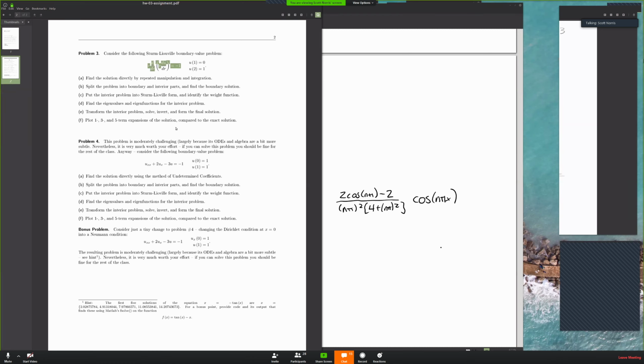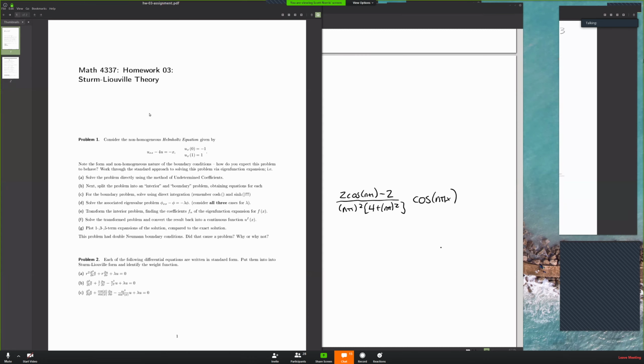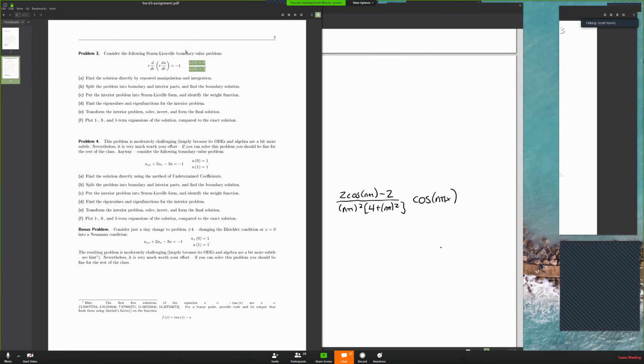We're going to go through all the same steps since we have non-homogeneous boundary conditions. First, we're going to split the problem into boundary and interior components. And then we're going to look at the interior problem, and we need to put it in Sturm-Liouville form. This is actually already given to you in Sturm-Liouville form.